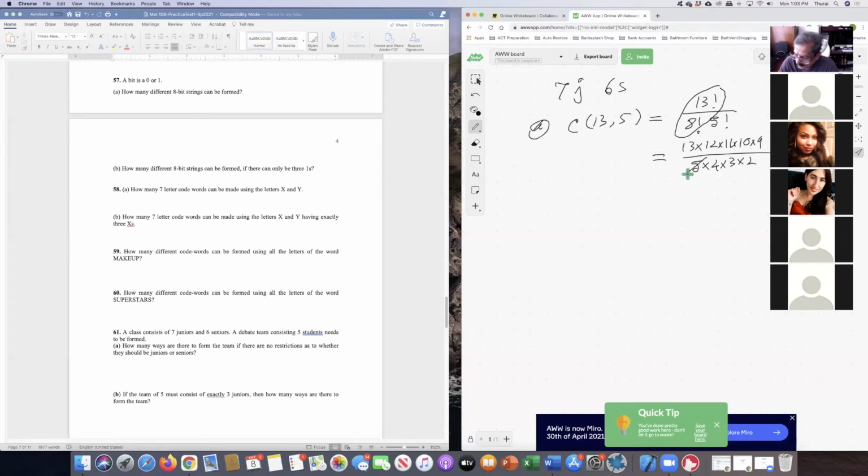these. 5 times 2 is a 10, cancels with that. 4 times 3 is 12, cancels with the 12. So you have 13 times 9 times 11. Multiply them in the calculator to get the answer.